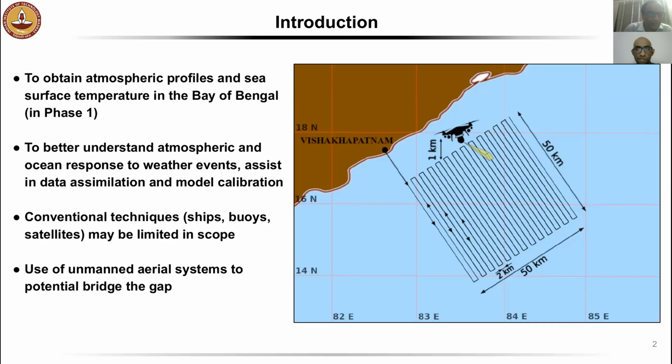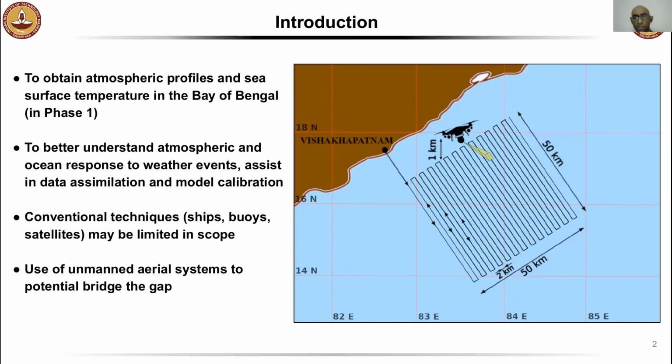The idea is quite simple. We just want to obtain the atmospheric profiles over the sea surface temperature in the Bay of Bengal. This is part of the Geophysical Flows Lab, and this is our task, particularly in phase 1. We want to better understand the atmospheric events, the response of the ocean, system data assimilation, and model calculation to help the other scientists. The image on the right captures, in essence, what we would like to do.